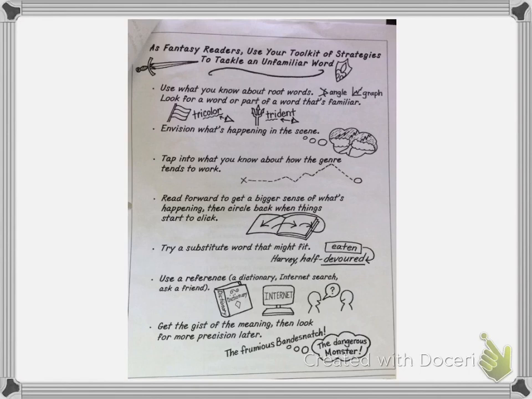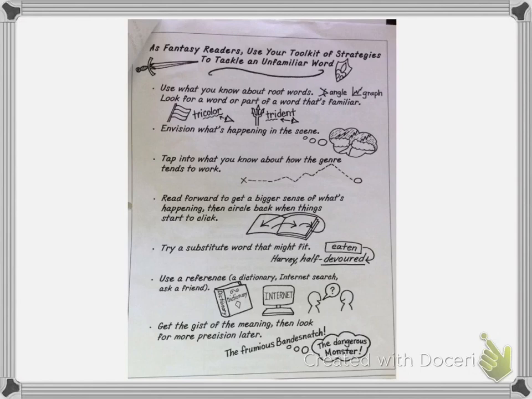Get the gist of the meaning, then look for more precision later. So, the Frumbius Bandersnatch. Well, it could be the dangerous monster is really what they're saying. I don't really understand what Frumbius or Bandersnatch is, but reading on might help you understand. They're talking about a dangerous monster there. That's the gist of it. So use those strategies to help you figure out the meaning of unfamiliar words.